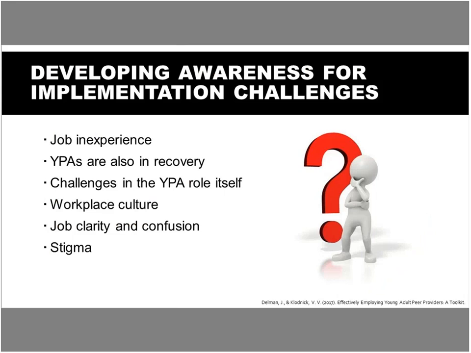Many of these will be discussed as we move forward in the following slides in talking about organizational readiness and considerations in structuring the role. And we will provide resources to support you in this process. Job and experience. Since this may be the first professional position for a young person, they may need additional support in understanding responsibilities, expectations, and adapting to workplace norms, including communications and attire. Youth peer advocates are also in recovery and may be managing their own wellness while also providing support to young people facing a similar transition to adulthood.